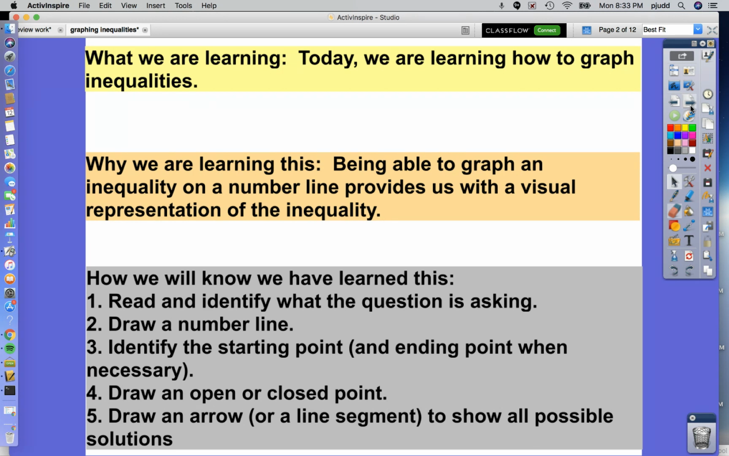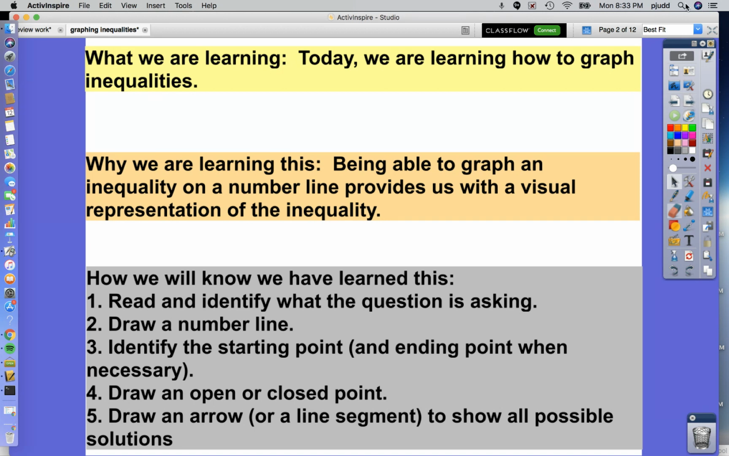So, for example, if my solution includes 45 and I can hold that in my hand, I'm going to have a closed circle. I'm going to shade that circle in. If 45 is not part of my answer, and the number is either larger or smaller than 45, but 45 is not part of the solution, it's an open circle. I cannot hold that in my hand.